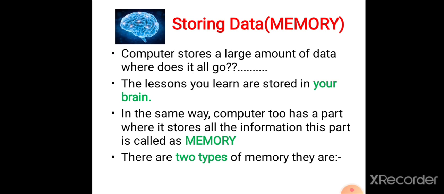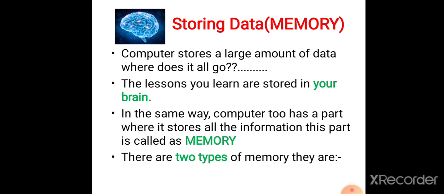How can we access it? Because our file is being stored in the computer. This is done with the help of memory. What is the word? Memory. Computer stores a large amount of data which is called as memory. This large amount of data can be stored in computer with the help of memory.